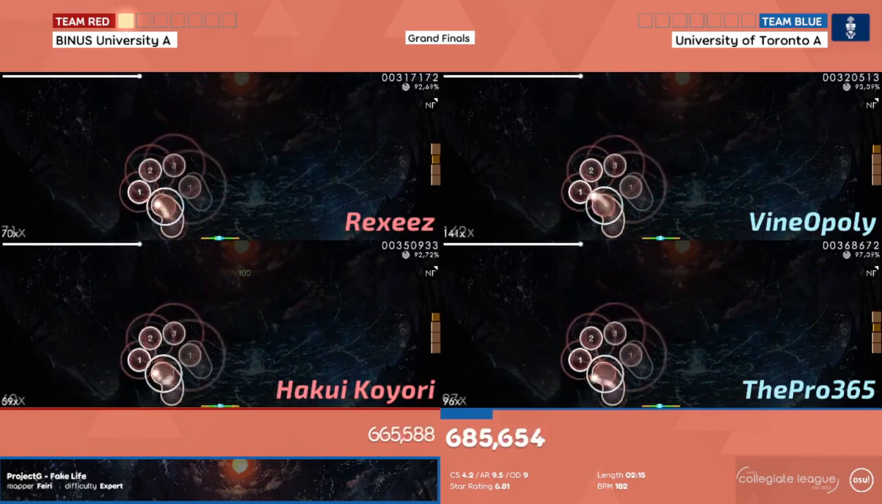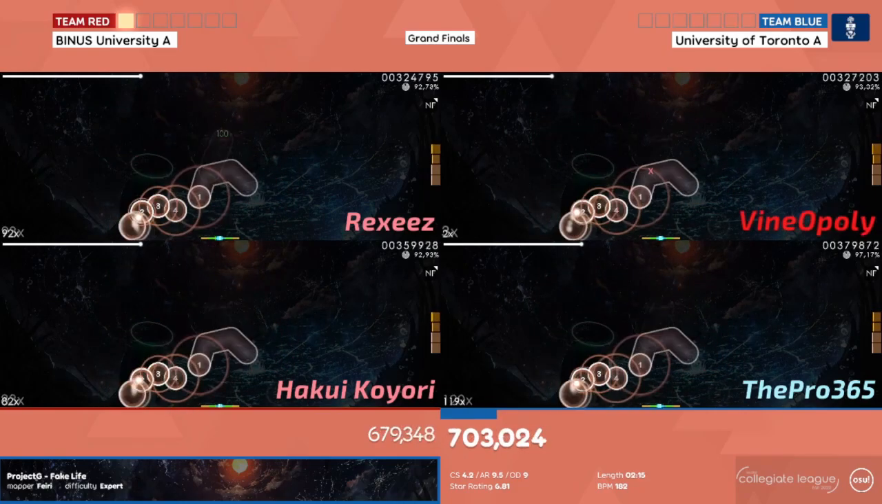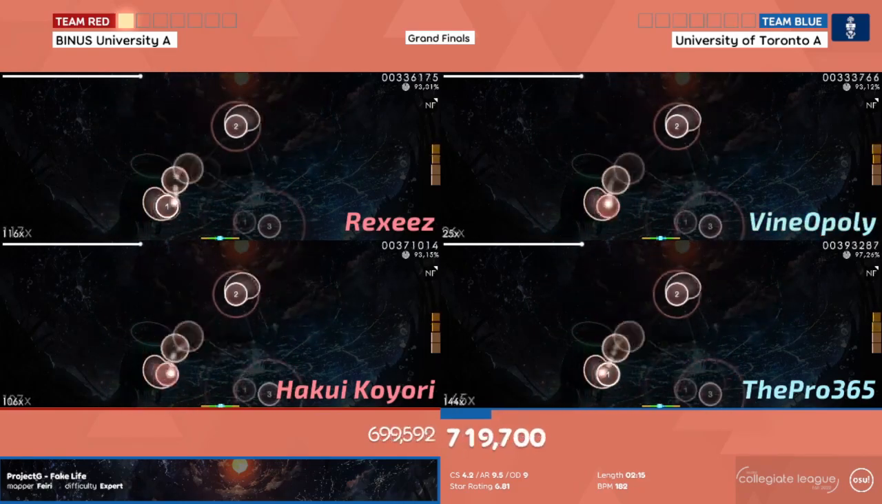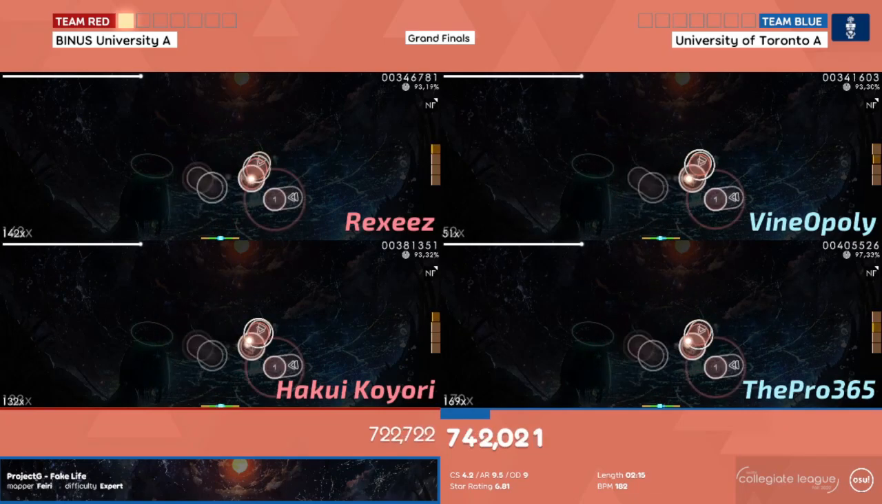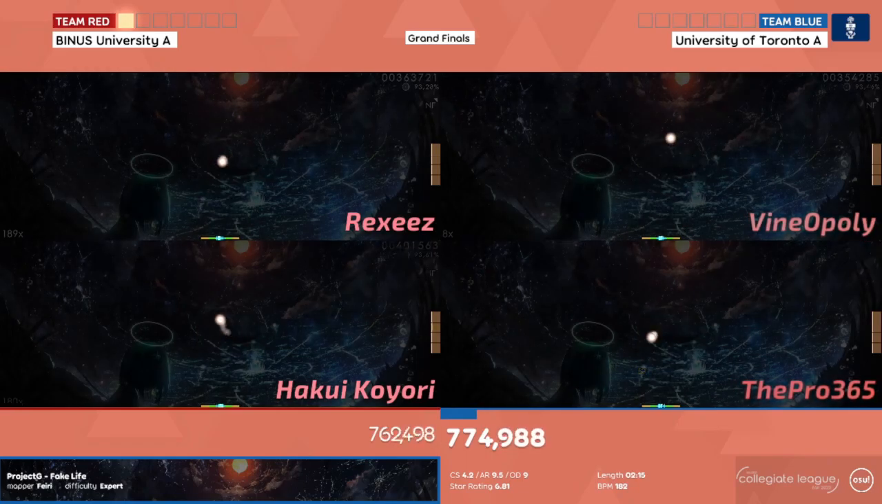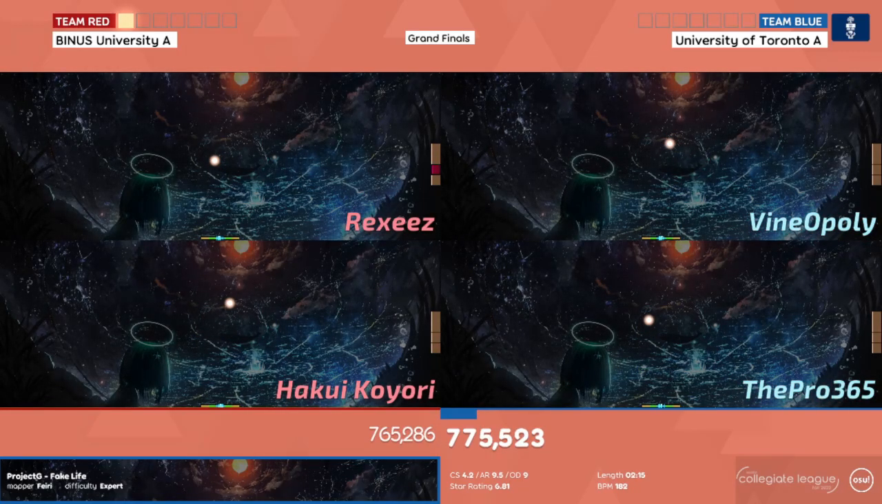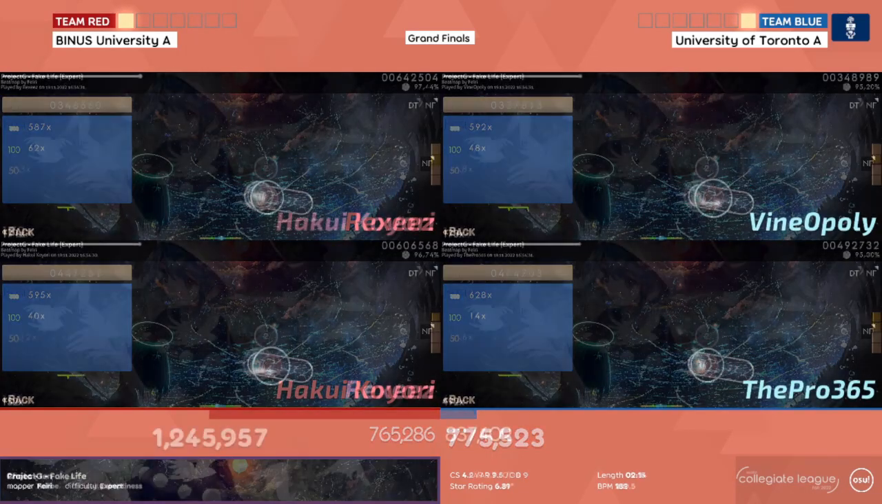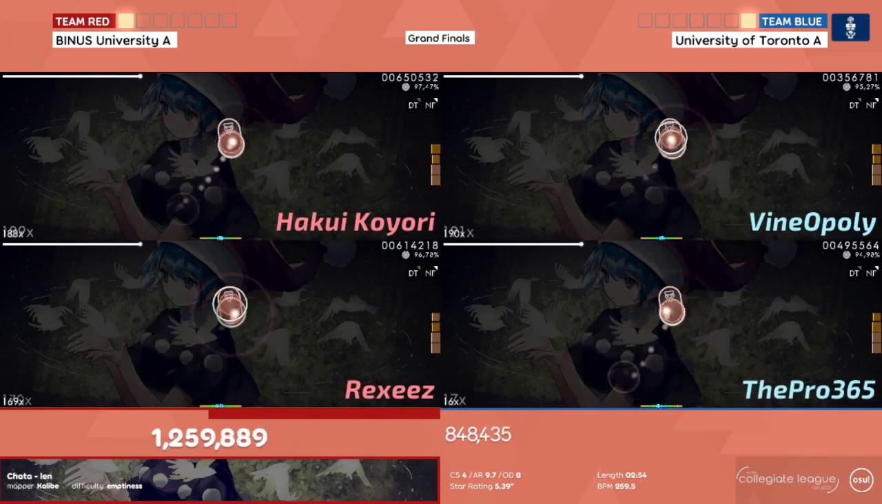It's now Toronto with the combo right now. Monopoly will break, but the Pro 365 is still holding a decent amount of combo, which in this situation would be just good enough. Oh my goodness, both of them break, but that's just going to be it, however. With a double time pick.